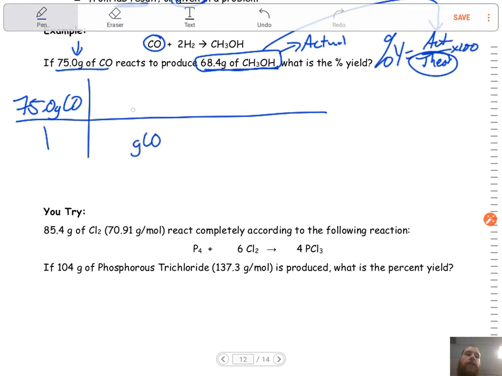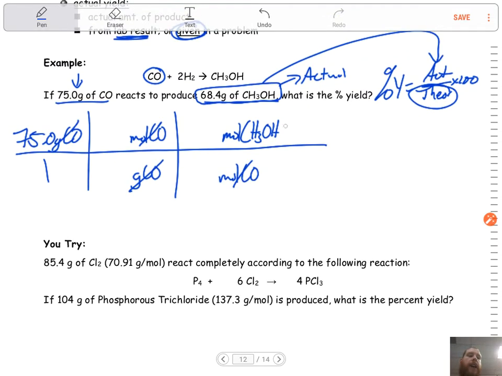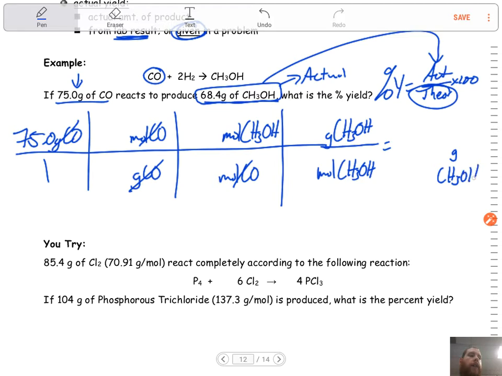Grams of CO on the bottom, moles of CO on the top. Grams are gone. Moles of CO on the bottom, moles of CH3OH on the top, because that's what we're trying to get to. It's the only product we have. And then moles of CH3OH on the bottom, and it would be grams of CH3OH on the top. We're trying to end up with grams of CH3OH.